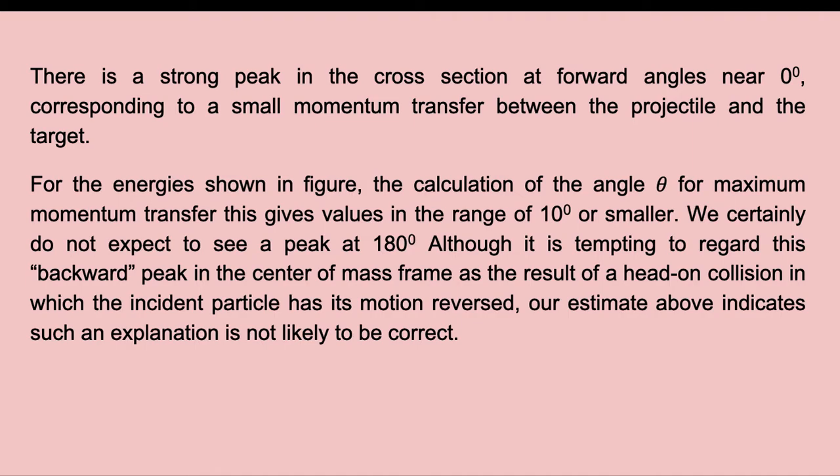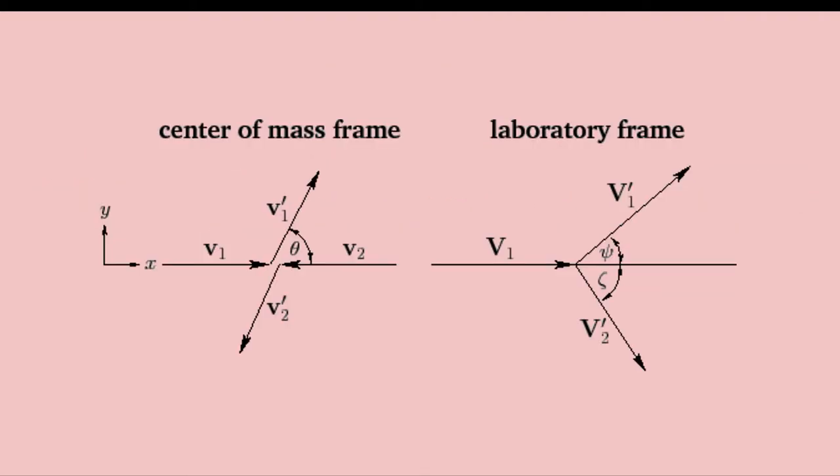You are saying that regard this backward peak, that means it is like this. If this particle is moving like here, moving to this side, this is the angle, that angle you are getting as 180 degree. That means it is for a head-on collision. It is coming towards the center of mass and again moving in the same track. And for such a head-on collision only, you are getting this angle as 180 degree.